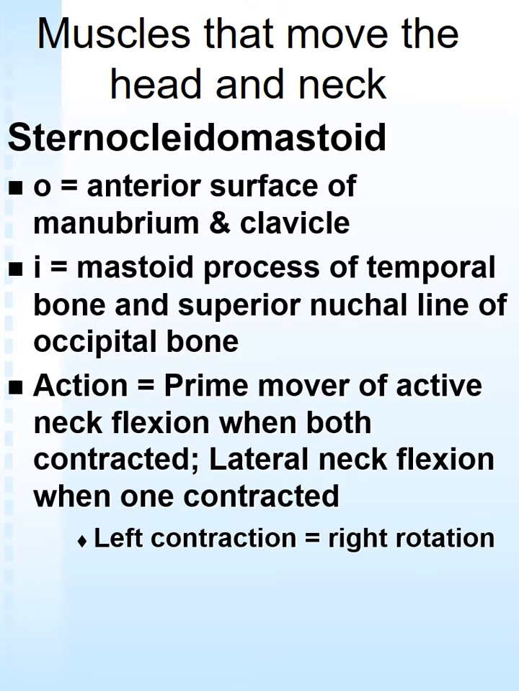The muscles that move the head and neck include the sternocleidomastoid, which is a thick cord-like muscle that extends from the sternum and clavicle to the mastoid process posterior to the ear. Contraction of both sternocleidomastoid muscles flexes the neck, whereas contraction of just one sternocleidomastoid muscle results in lateral flexion of the neck and rotation of the head in the opposite direction. So, if the left sternocleidomastoid muscle contracts, it rotates the head to the right side of the body.